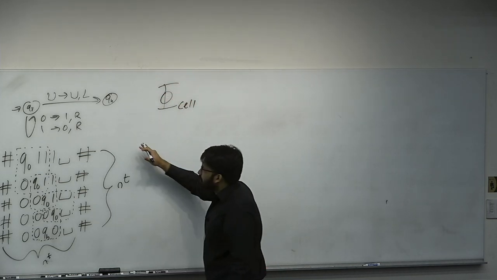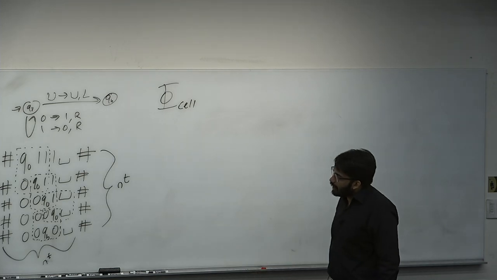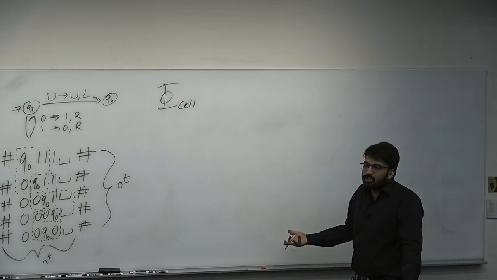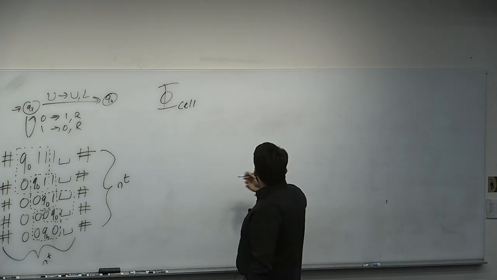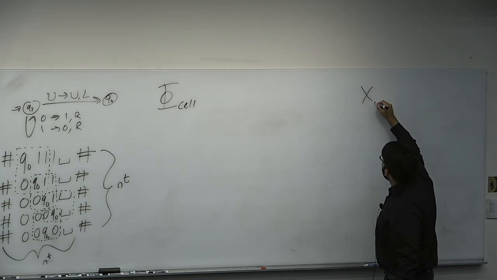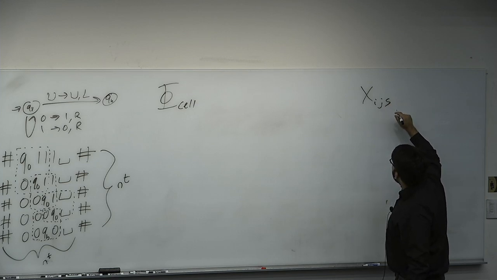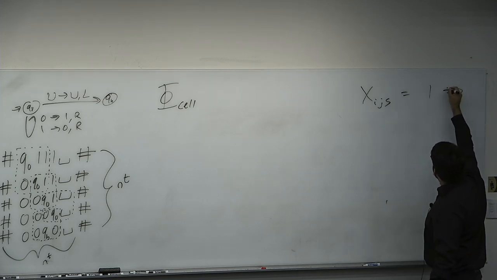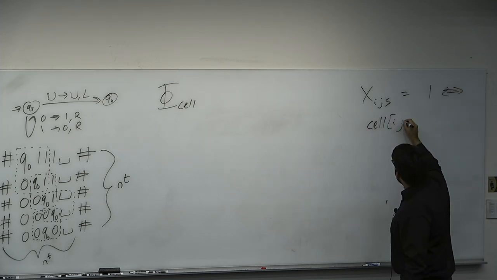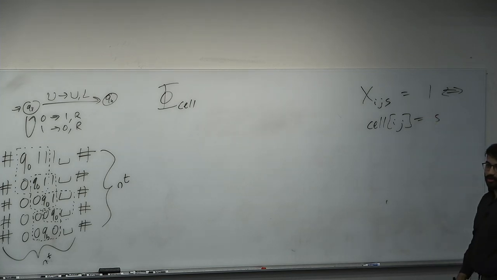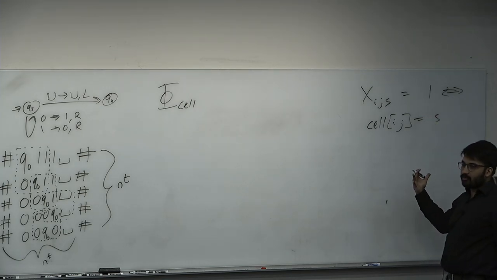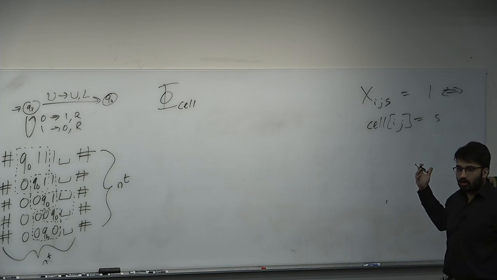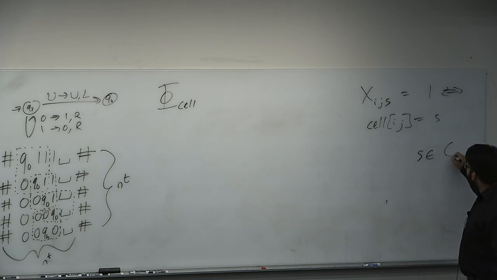Now, this is called a tableau, or a table. That's French for table. What we're going to do is write a formula to check that the table exists. We're going to create a set of variables x_{i,j,s} such that this variable is 1 if and only if the cell ij of the table contains the symbol s. The symbol s could be the hash, or blank, or q0, and s comes from some set C, where C is Q union Gamma union the hash.